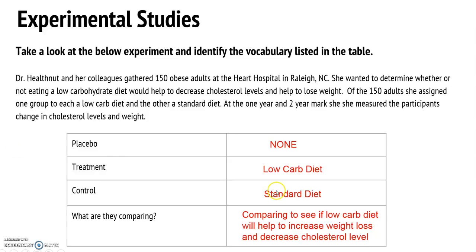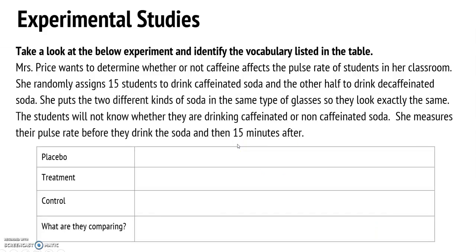Okay, so just because we don't have a placebo doesn't mean we don't have a control group. All right, so just be careful with that. So a placebo has to look exactly the same. So here we do have a treatment and a control, but we don't call it a placebo because the diets don't look exactly the same. All right, let's take a look at the next one.